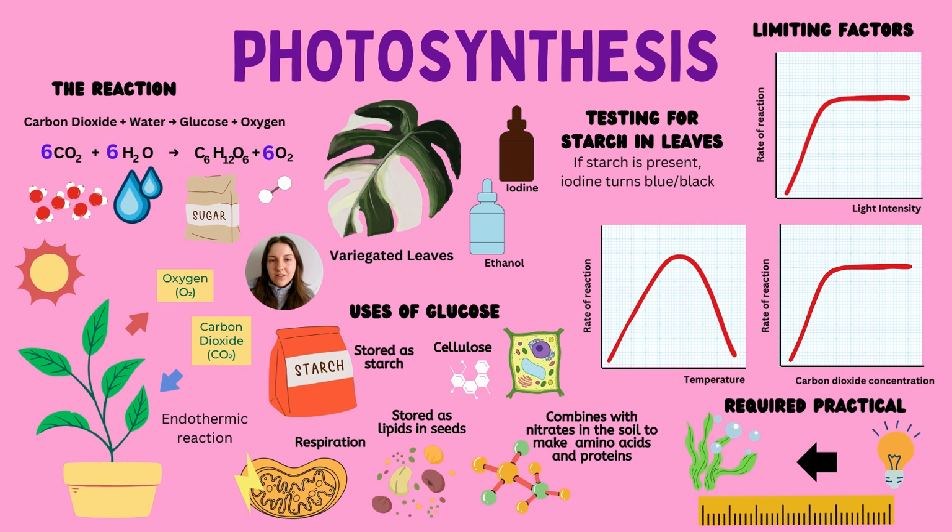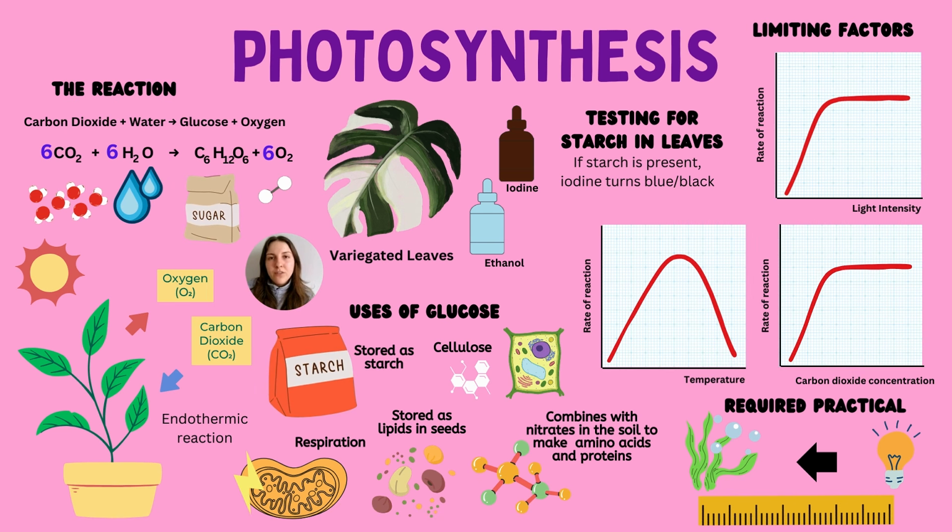Put sixes in front of everything except for the glucose molecule, which you should be able to identify. Glucose is stored in excess as starch in plants and can be tested using iodine. If you wanted to test for starch in leaves, you could get a variegated leaf and use ethanol to remove any excess chlorophyll, and stop any reactions by boiling the leaf as well. Iodine is used to test for starch as it will turn blue or black in the presence of starch.